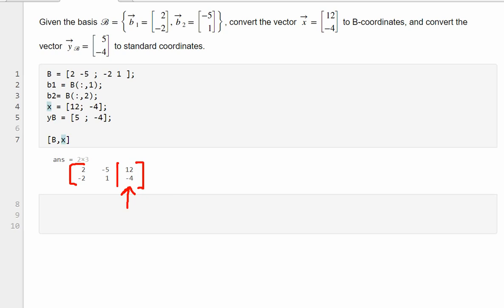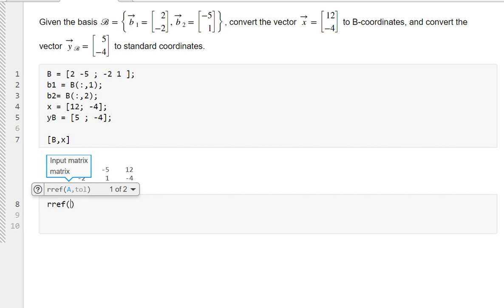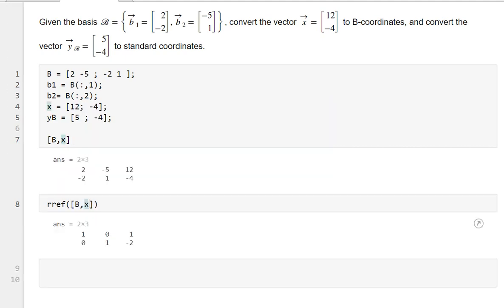So when we row reduce this augmented matrix with B and x, we find that the linear dependence relation is 1, minus 2. So I take 1 times the first vector minus 2 times the second vector. If I want to write this vector x in B coordinates, it's the vector 1, minus 2.